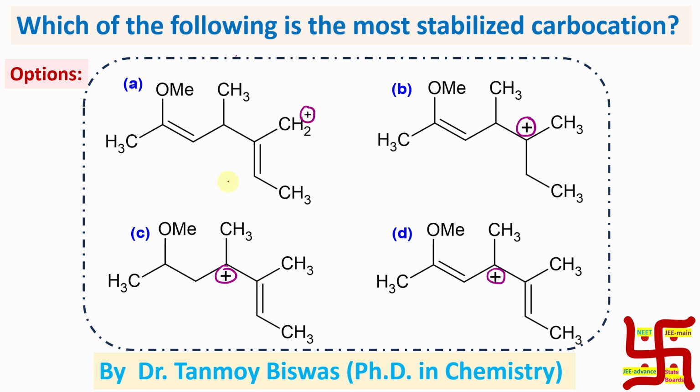Today's topic of discussion is your MCQ and the question is in front of you. Which of the following is most stabilized carbocation? I request everyone please pause the video, try by yourself, and whatever answer you get please write in the comment box along with a few words as explanation. I believe you have tried, so let's now look at the question.